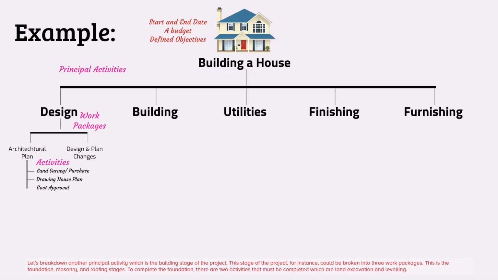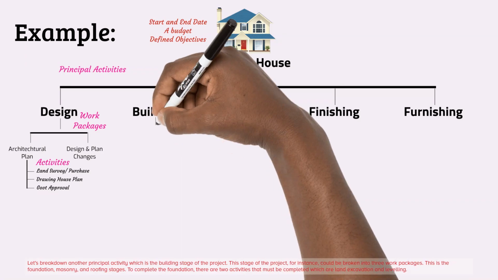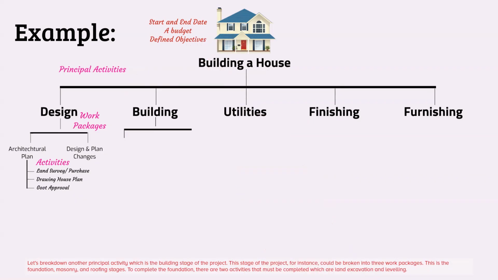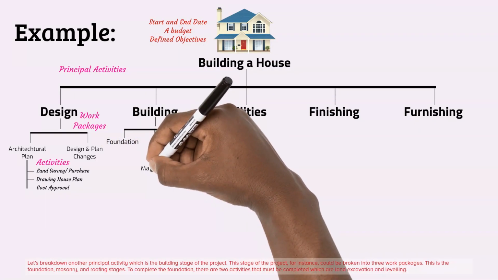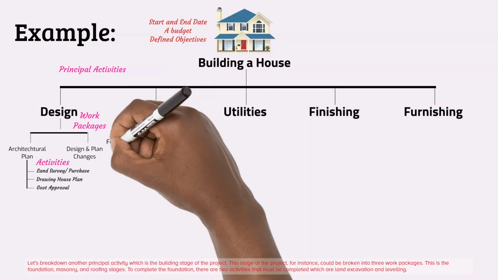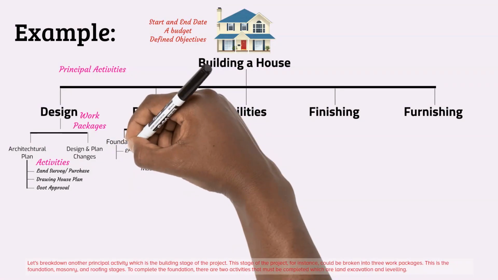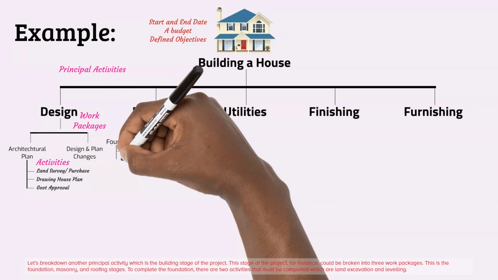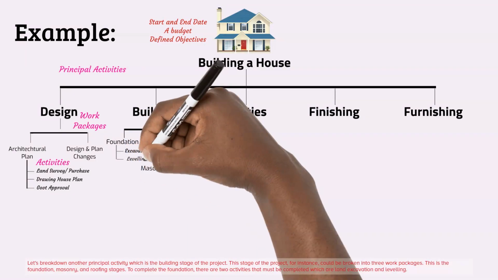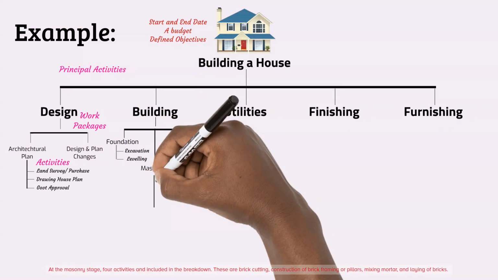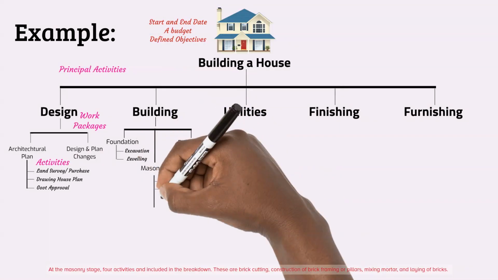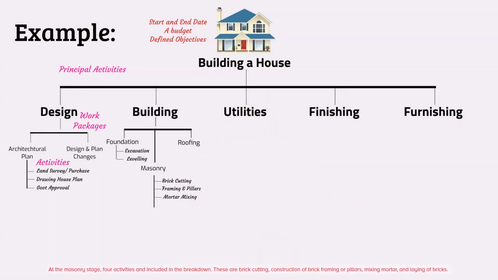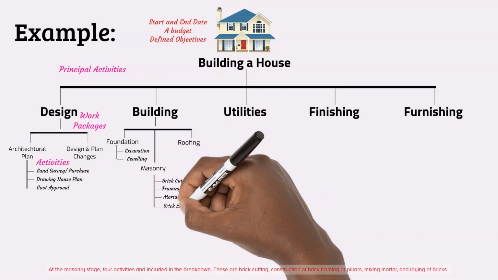Let's break down another principal activity, which is the building stage of the project. This stage of the project, for instance, could be broken into three work packages. This is the foundation, masonry, and roofing stages. To complete the foundation, there are two activities that must be completed, which are land excavation and leveling. At the masonry stage, 4 activities are included in the breakdown. These are brick cutting, construction of brick framing or pillars, mixing mortar, and laying of bricks.